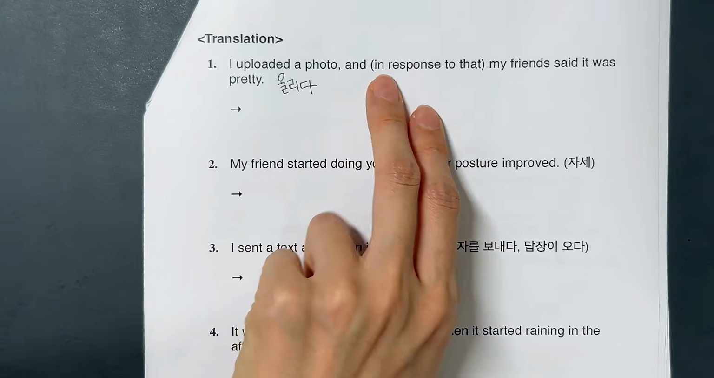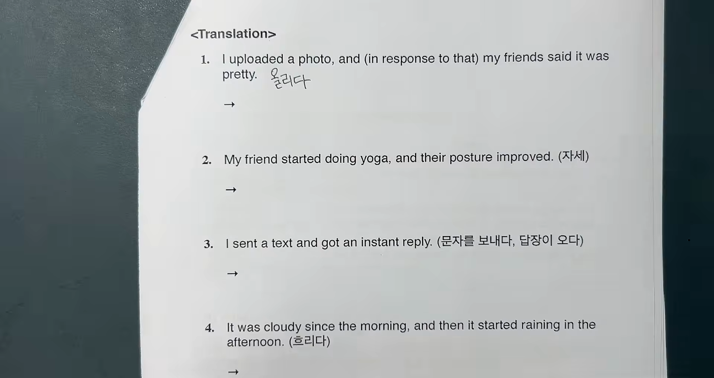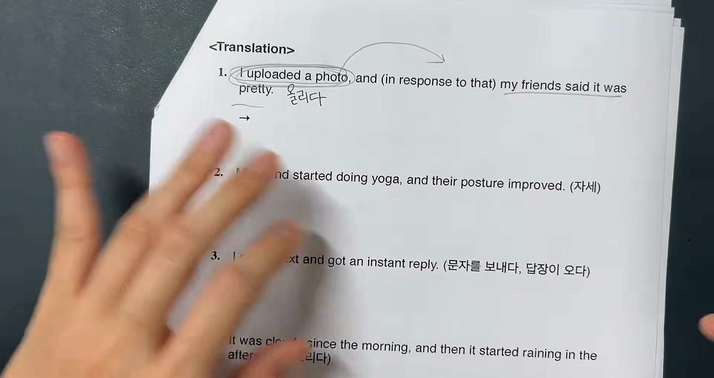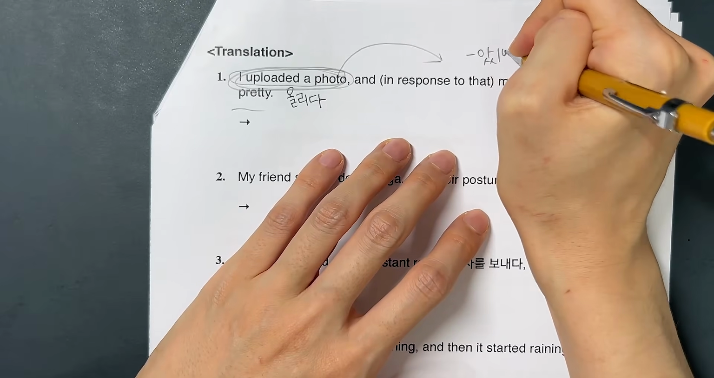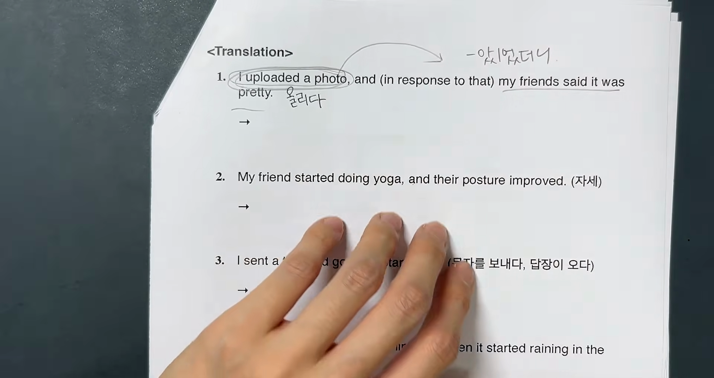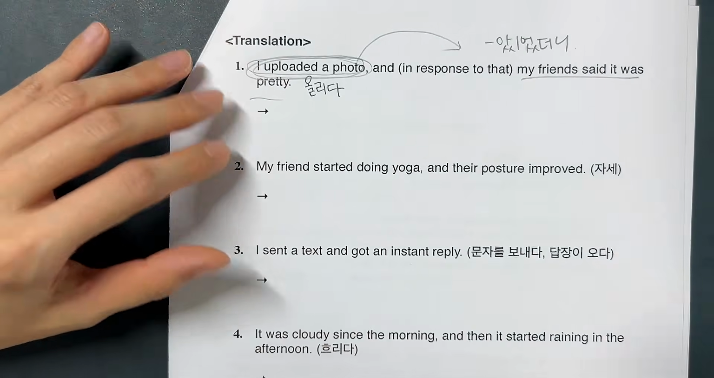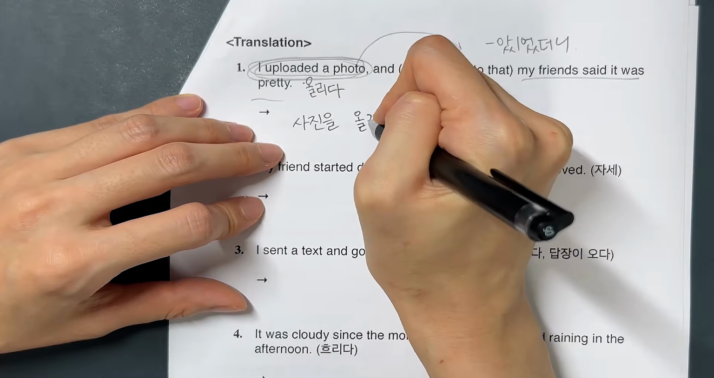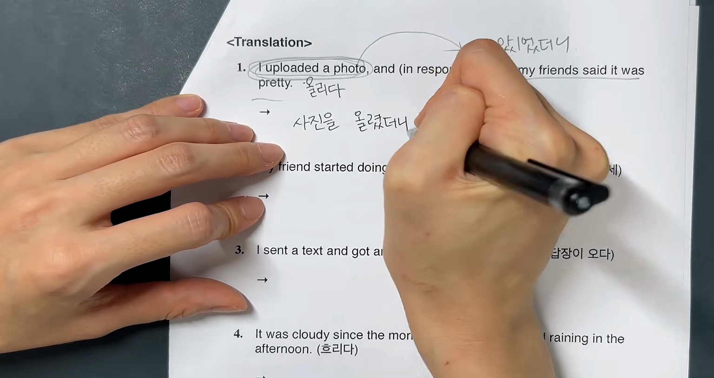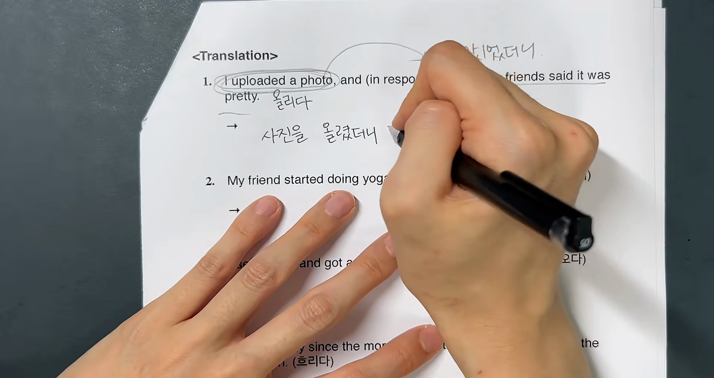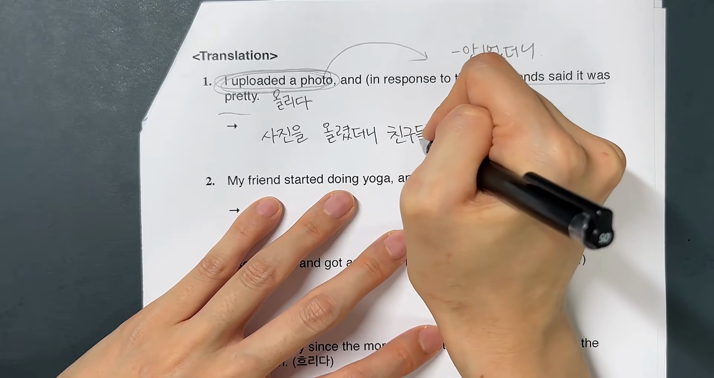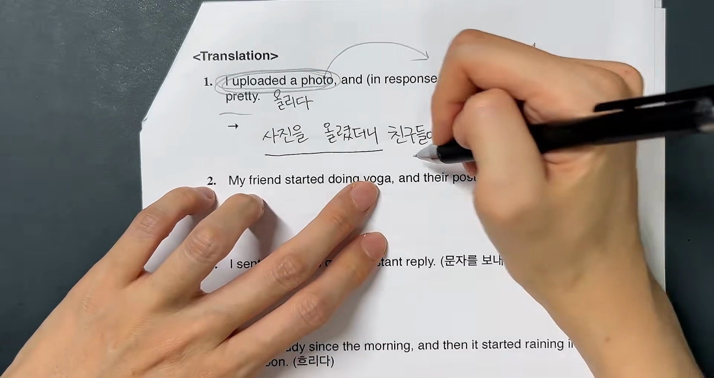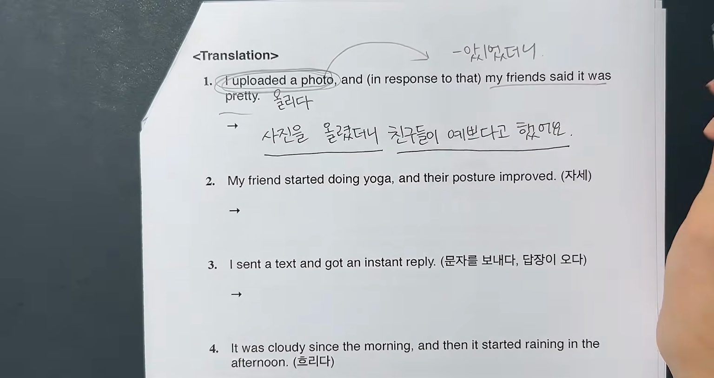And in response to that, my friend said it was pretty. So this is something that you did. And after that, you discover that this happened. So in this case, using 았/었더니 would sound most natural. So let's try. I uploaded a photo. 사진을 올렸더니 my friend said that it was pretty. 친구들이 예쁘다고 했어요. So this was your action, and this is something that you found out after that action.